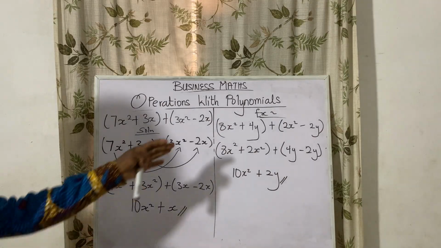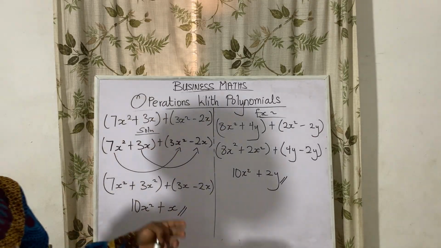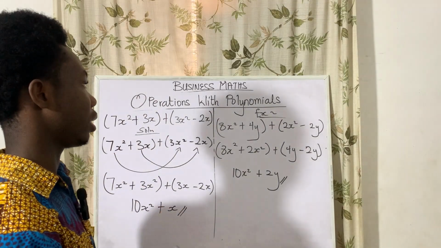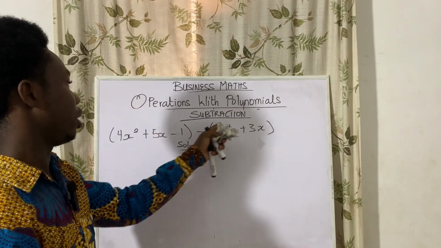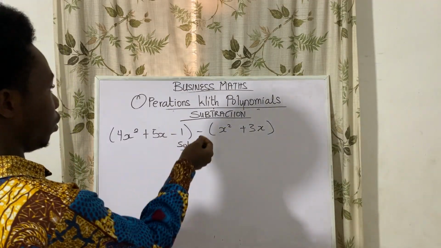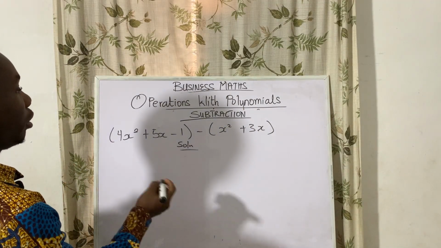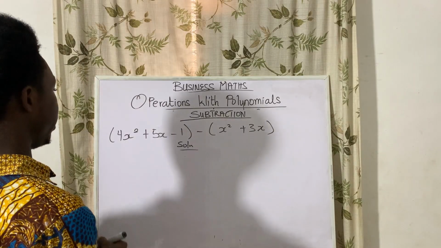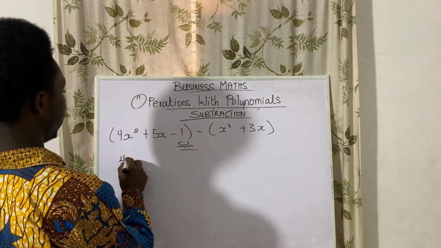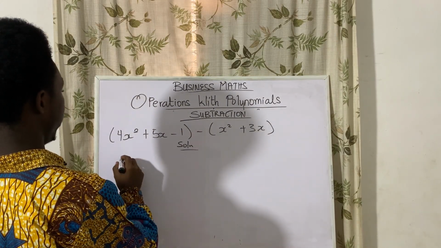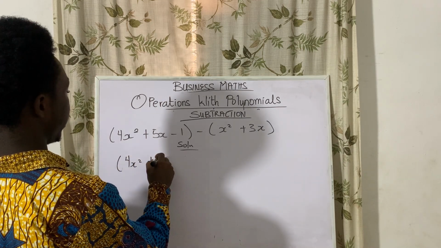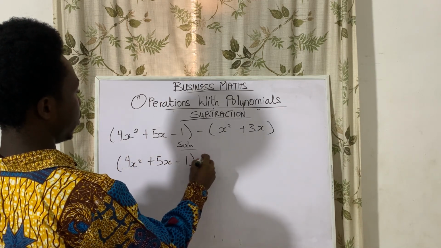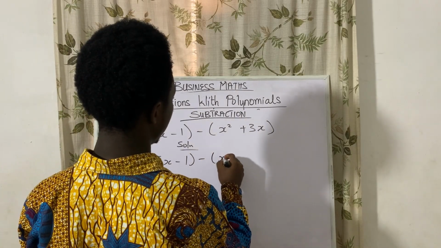So have you seen another example too? So this is simple. Now let's move to the subtraction operation with polynomials. So over here we have our first example on the subtraction operation with polynomials. So over here we have 4x. So we solve for this, we write 4x, then in brackets 4x squared plus 5x minus 1, minus x squared plus 3x.